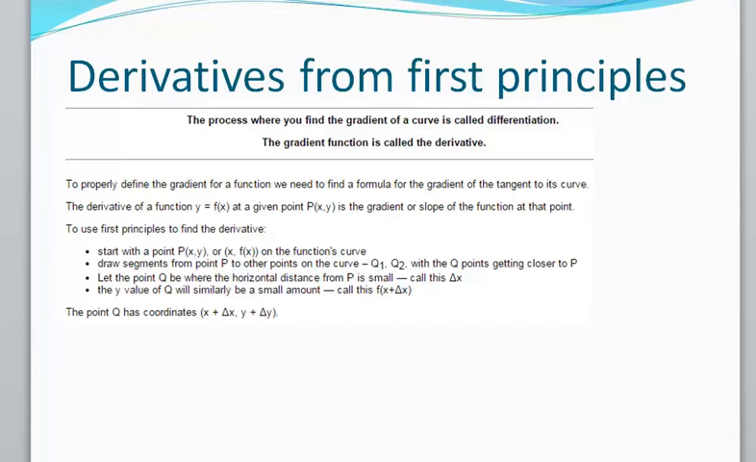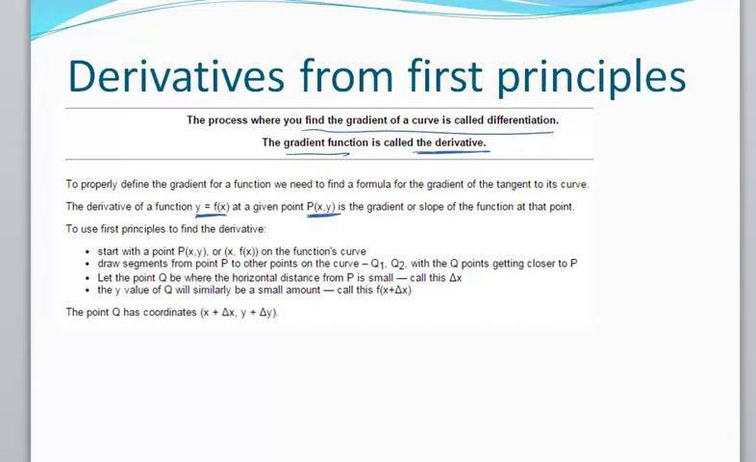So the process where we find the gradient of the curve is called differentiation. And our gradient function is called the derivative. To properly define the gradient for a function, we need to find a formula for the gradient of the tangent to its curve. So the derivative of a function y equals f of x at a given point P(x, y) is the gradient or slope of the function at that point.